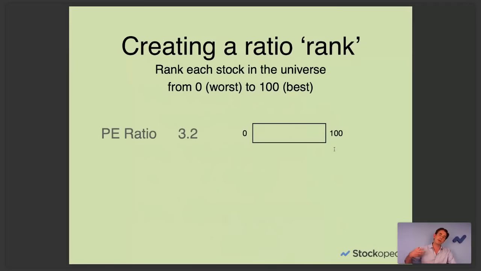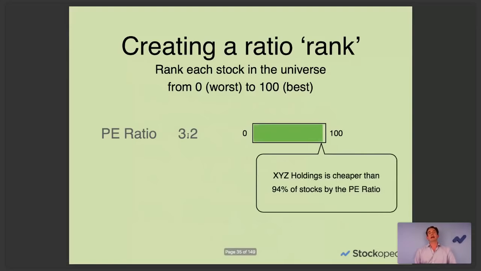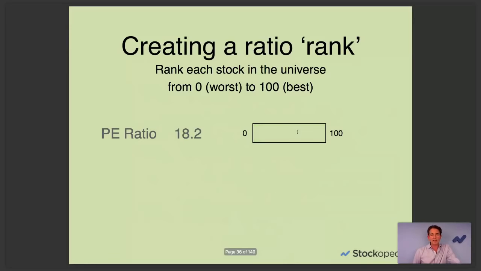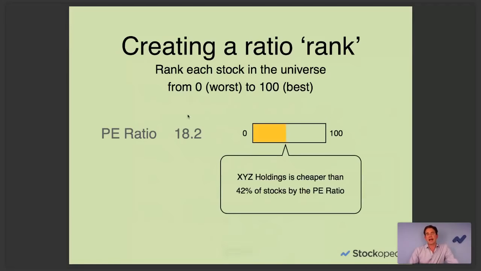The way we create the value rank is we'll take a company's PE ratio, for example, this one, 3.2, which is very, very low, and we will rank it. We'll sort the whole market from high PE ratio to low PE ratio, and we will calculate a percentage ranking for it. So this would show that this company's PE is cheaper than 94% of stocks in the market. On the stock reports, you'll actually see these as traffic lights, these little meters. But let's imagine there was a higher PE ratio of 18, which might be an amber bar on the stock report. It would show that this company is cheaper than 42% of stocks by the PE ratio.